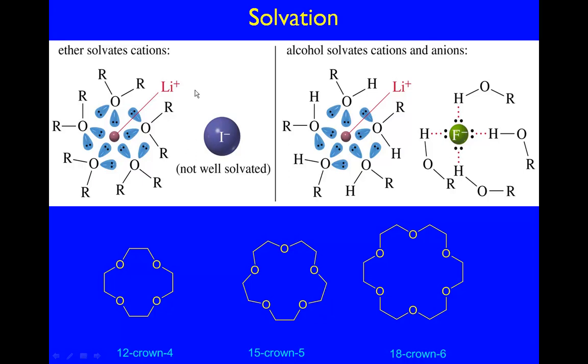How about alcohols? Alcohols solvate cations and anions both. For example, fluoride is also solvated and lithium is also solvated here. Whereas if you use ether, you can only solvate cations. So people devised new molecules by connecting these alkyl groups. If, let's say, I connect this R and this R, this R and this R, and if I collect all 6 of them, I can form something like this, right? Like what is shown here.